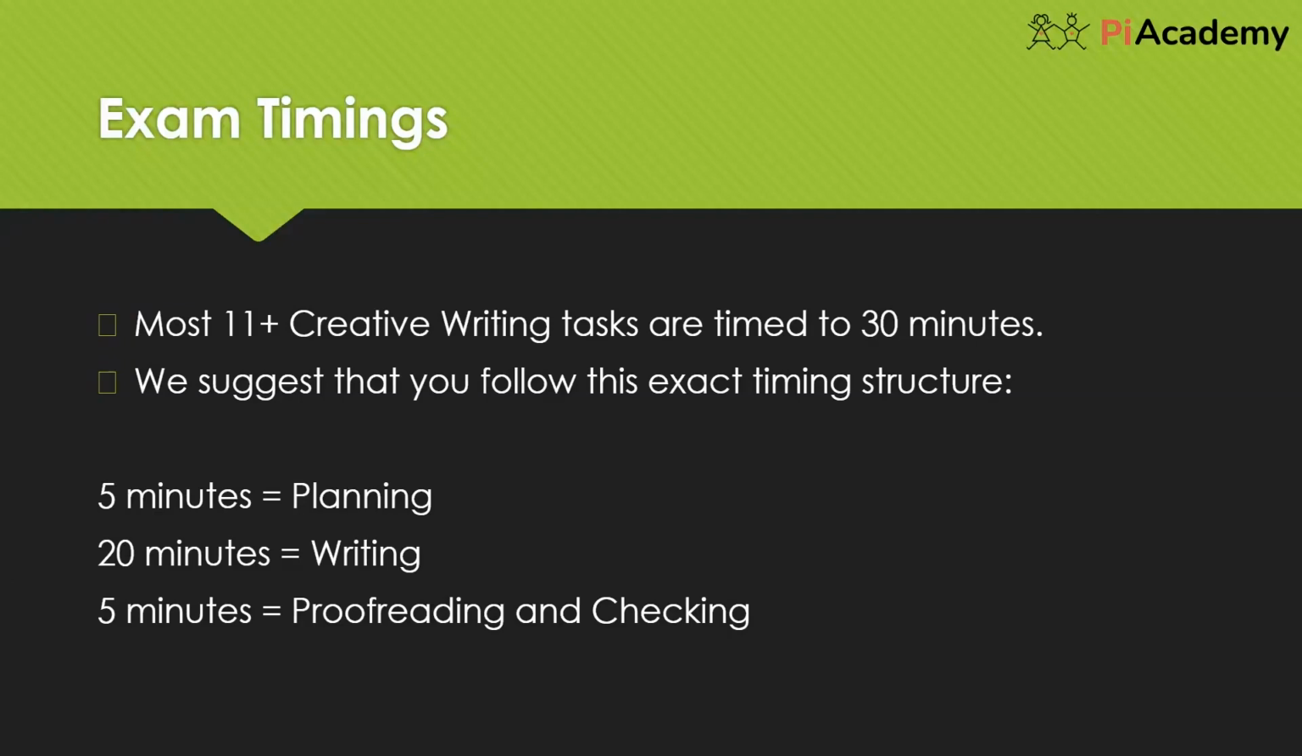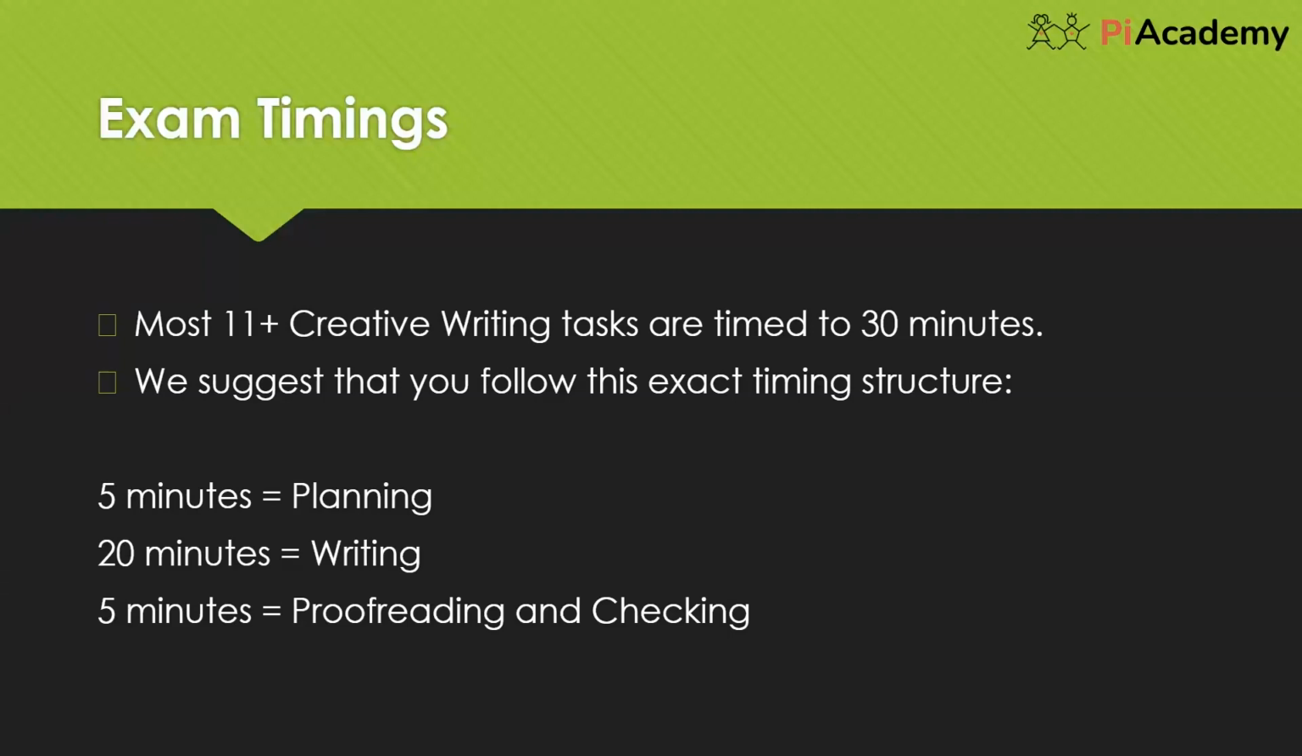We suggest that you follow this timing structure. So spend 5 minutes planning, 20 minutes writing, and 5 minutes proofreading and checking. You can pick up on a lot of mistakes in those 5 minutes that remain. So use that structure when you're at home practicing. Get into the habit of including all of those 3 elements, because that's what's going to give you the most effective piece of writing.